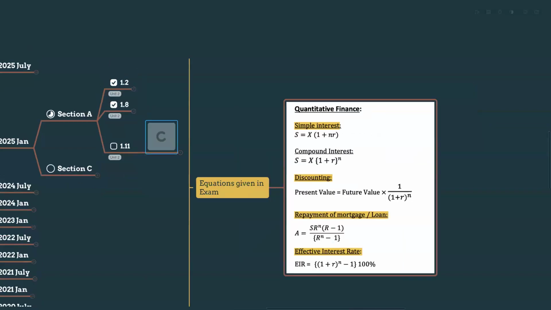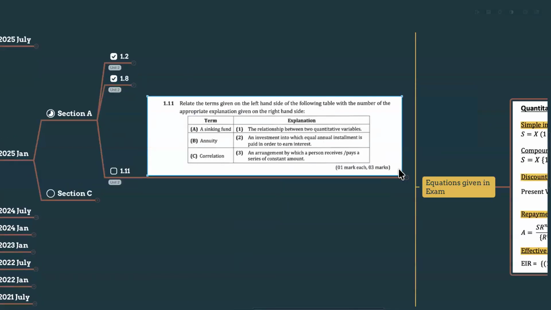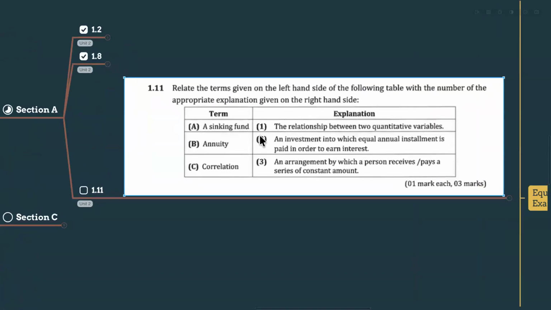So let's discuss this 1.11. Here you have to find out which explanation the term annuity is related with. Is it the relationship between two quantitative variables, or an investment into which equal annual installment is paid in order to earn interest, or an arrangement by which a person receives or pays a series of constant amounts? Which is the best option?